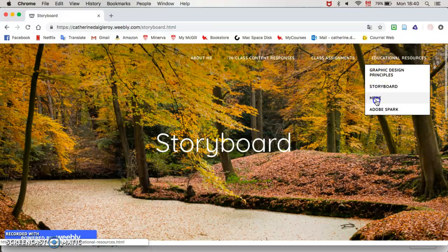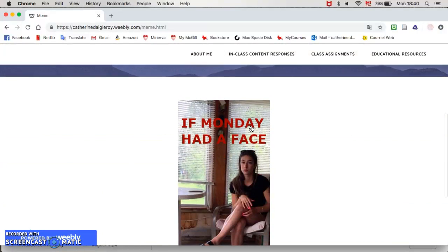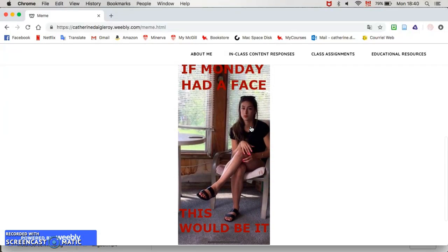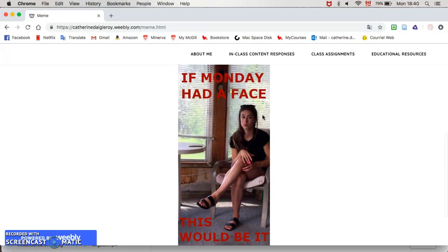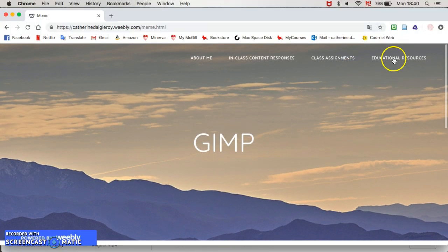Then I have my meme right here. I believe we did the meme on GIMP. Yes, GIMP. So if Monday had a face, this would be it. This was me at my cottage this summer. I believe I was really mad, and my boyfriend took a picture of me, so I decided to do a meme on it. I find that really funny.